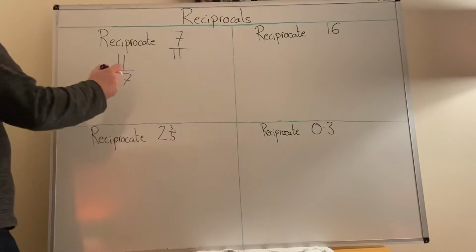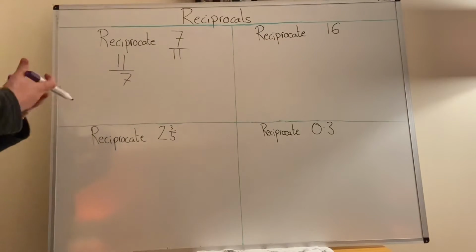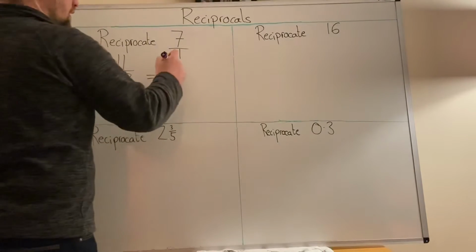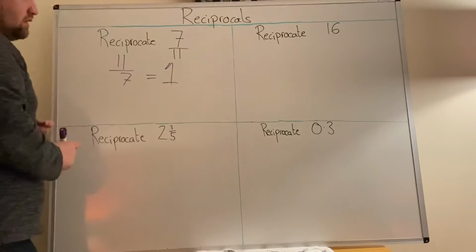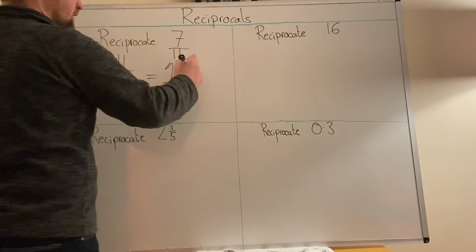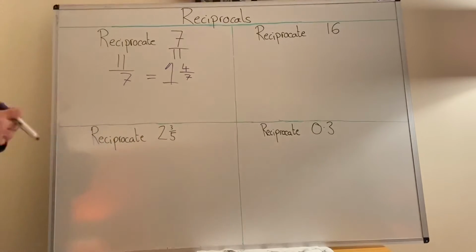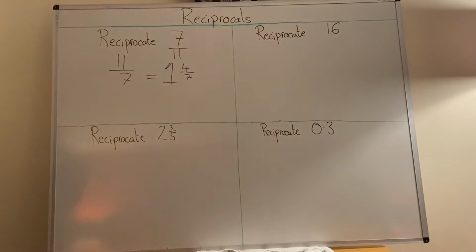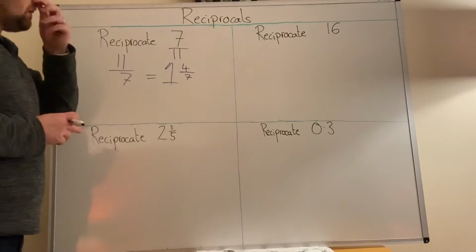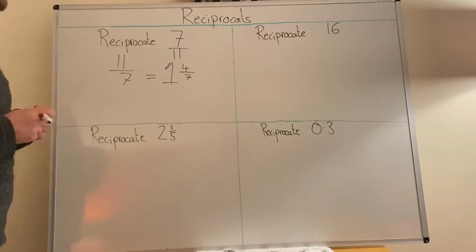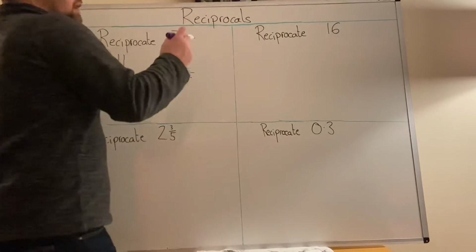So we need to look at how many 7s go into 11. If you count up in your 7 times table, you get 7, 14. We've gone past it, so we have 1 whole number with 4 left over, and we are working in sevenths. So it's 1 and 4 sevenths. So flip it, reciprocate it, inverse it, however you want to look at it, and make sure you simplify your answer then, okay?